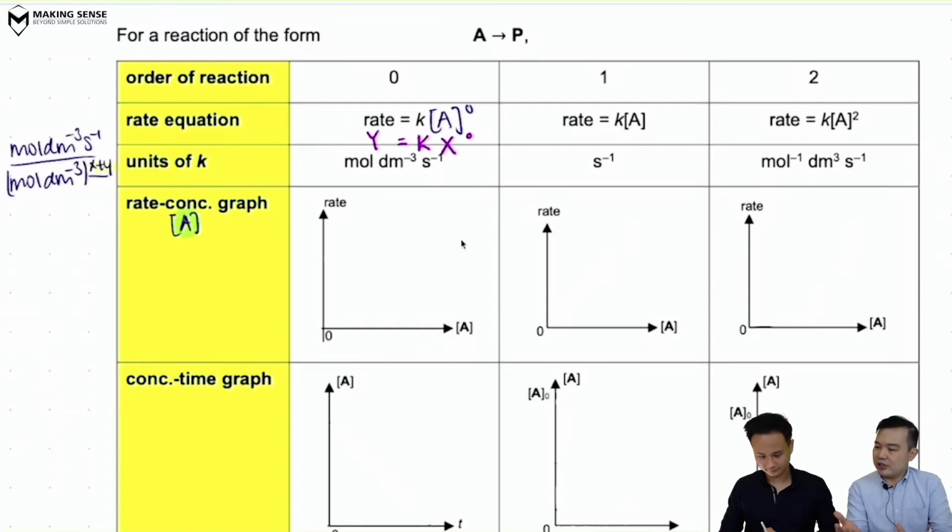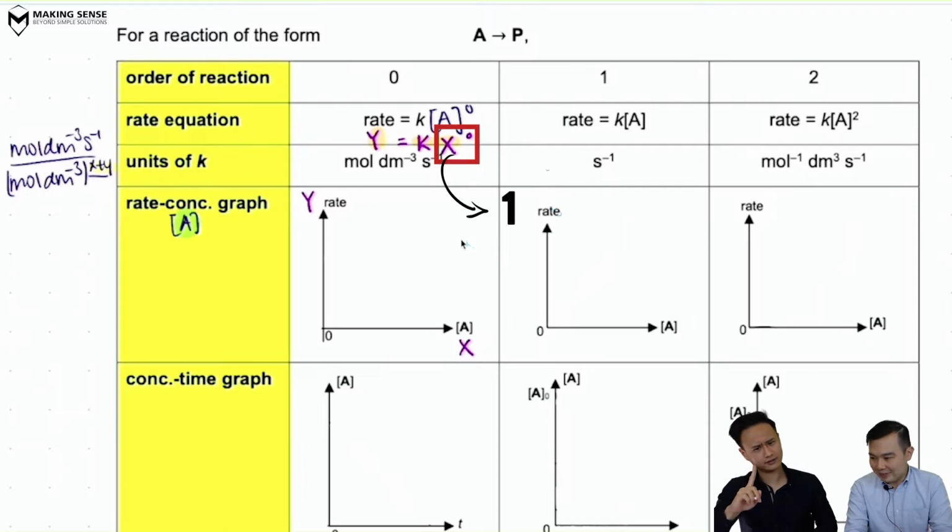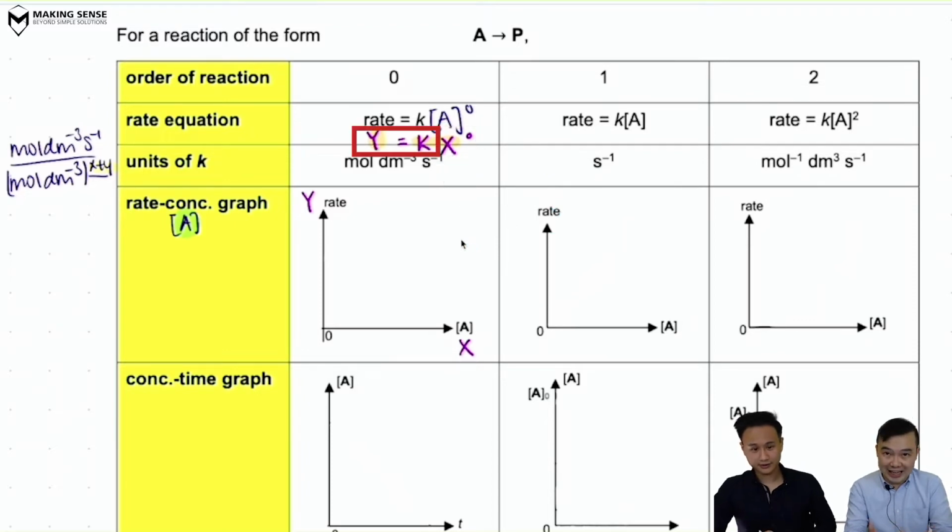If I take a look at the rate equation, I'll replace the rate with y and the concentration of A with x. You notice that for the first equation, y equals k times x^0. What's x^0? 1, that's right. So you end up with just y equals k. What kind of graph are you going to see? A straight line. Yes, it's a straight line, but you have to be more descriptive. What kind of straight line is this?